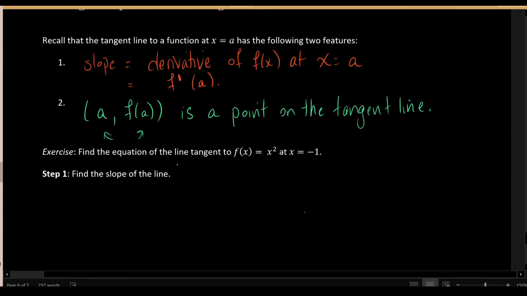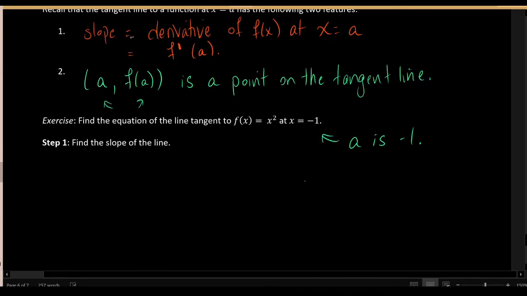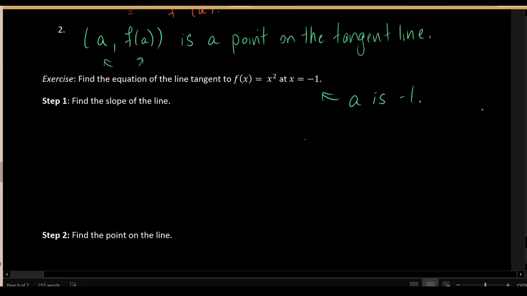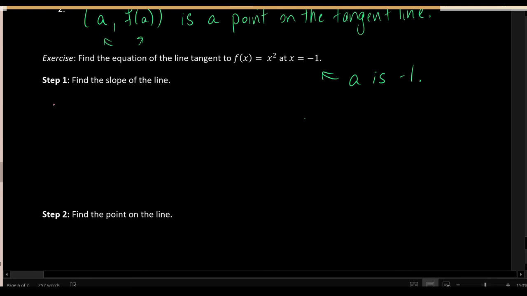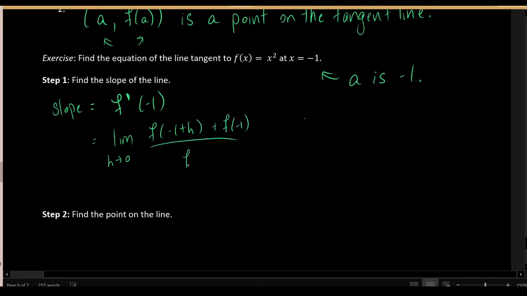Let's work on finding the equation of the tangent line to f of x equals x squared at the location where x is minus 1. Now the slope of the line is given by the derivative of the function at the given a value. So I'm going to find the value of f prime at the a value of minus 1, which, as you recall, was the limit as h approaches 0 of f of minus 1 plus h minus f of minus 1 divided by h.